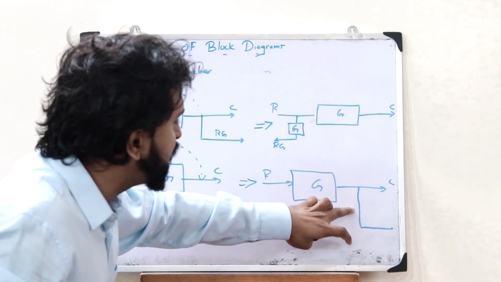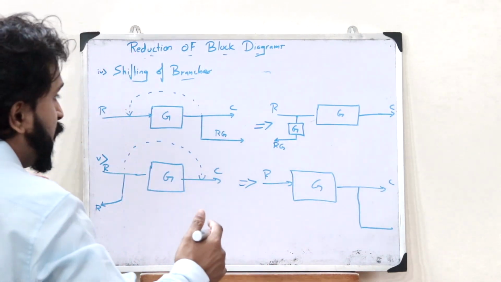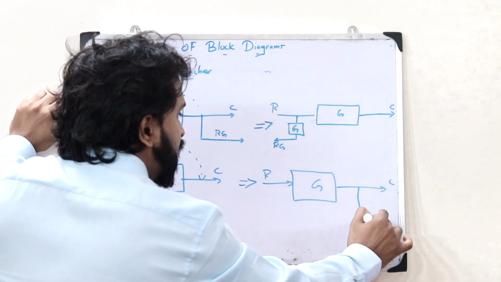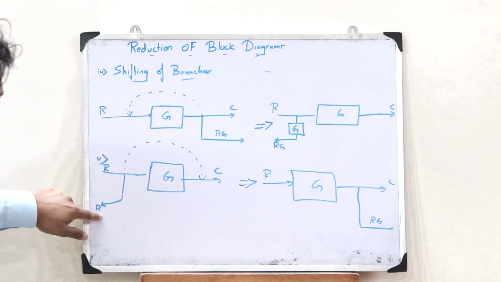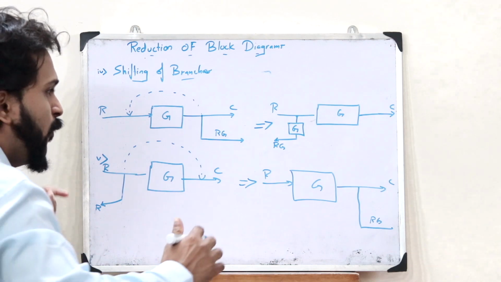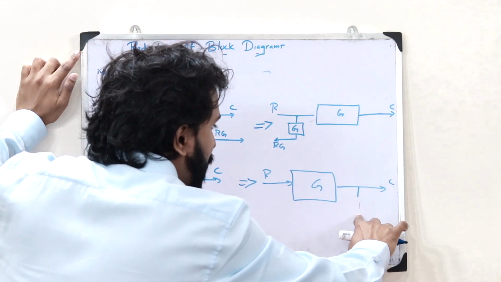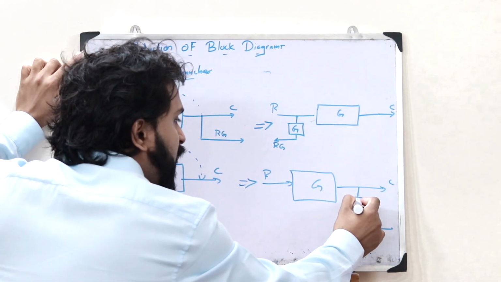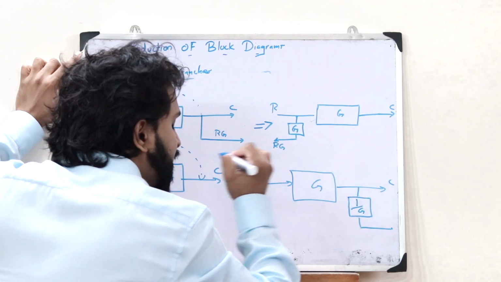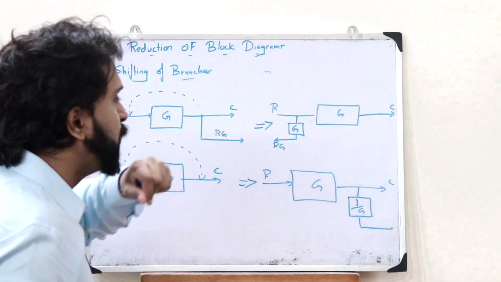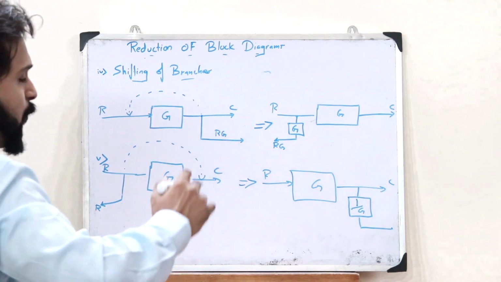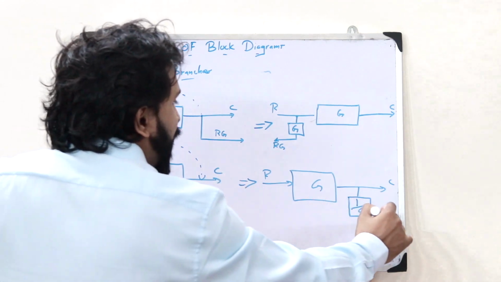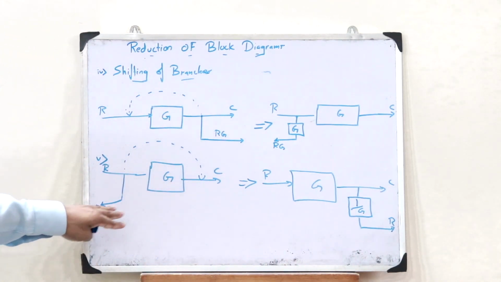But if we are simply shifting it, when we observe the output, it would be given as R into G, because this is RG and this is also RG. But here the intended output is only R. And therefore, what we do is simply place another block over here with a gain equal to 1 by G, that is the reciprocal of this particular gain. And therefore, the output that we obtain over here would be simply equal to R, which is the intended output.